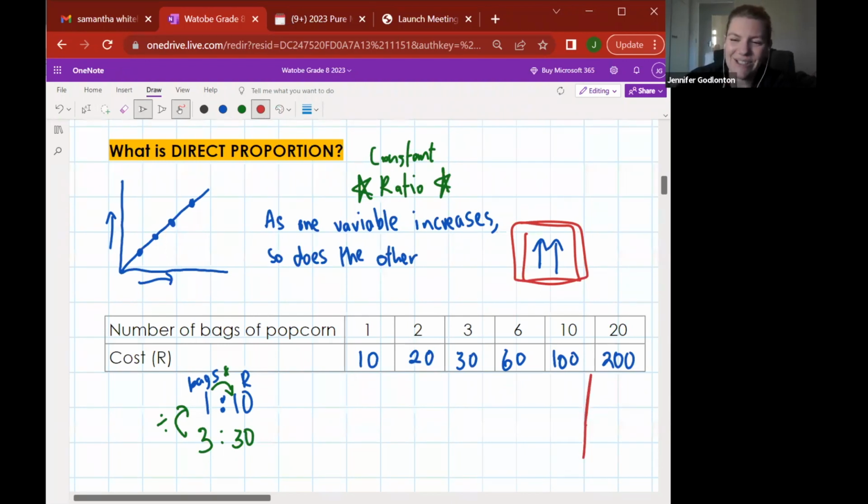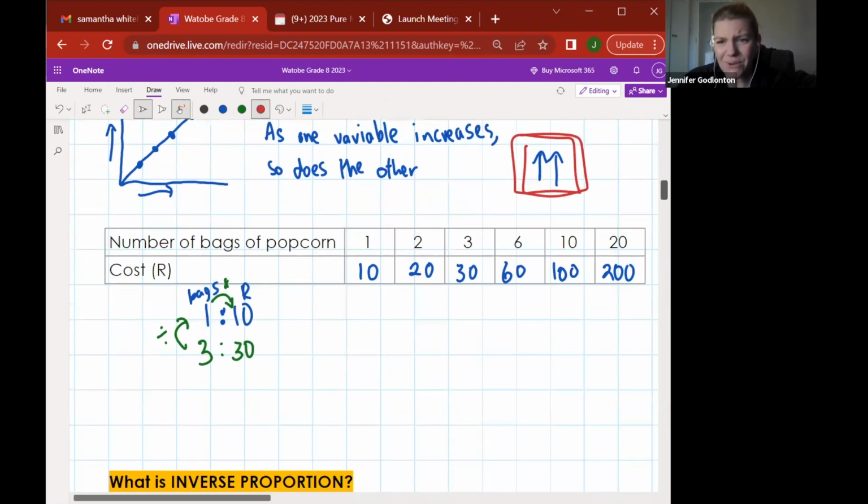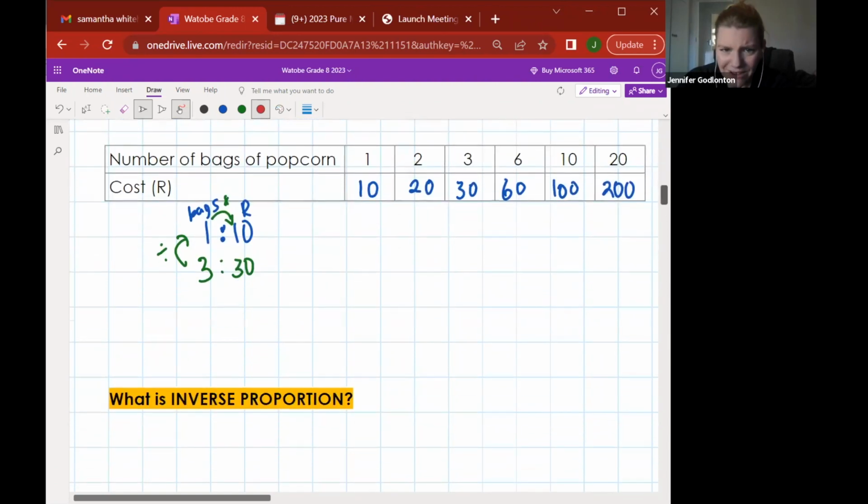All right. So that is direct proportion. Direct proportion, which uses our constant ratio: as one goes up, the other one goes up.